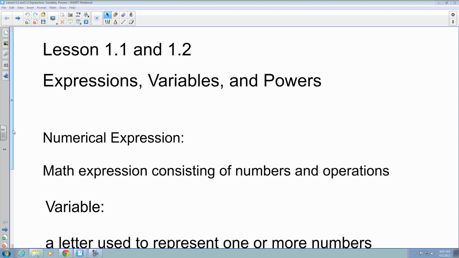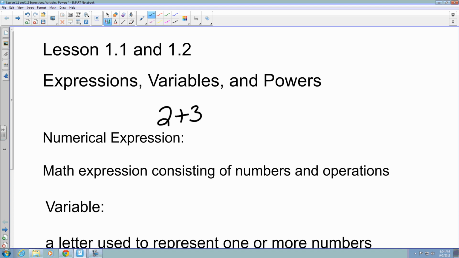So, first one we have right on the board is numerical expression. Numerical expression, the definition is a math expression consisting of numbers and operations. Well, operations is either multiplying, dividing, adding, and subtracting. And then numbers we know. So an example of a numerical expression would be like, say, 2 plus 3. We have numbers, which is 2 and 3, and then we have the operation, which in this case is addition.